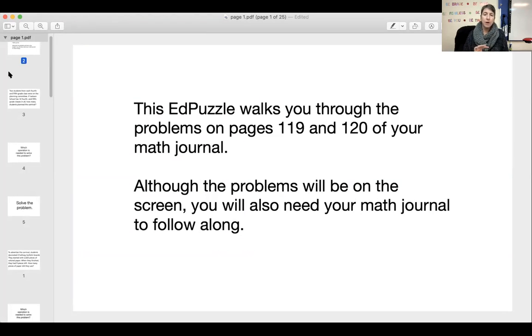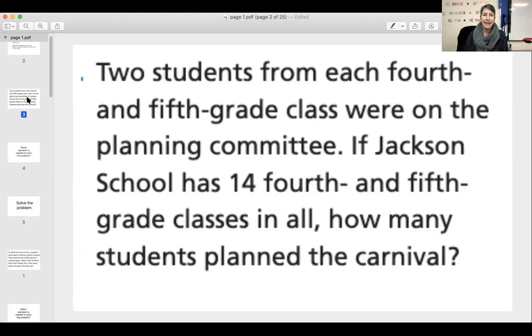All of these problems are about a 4th and 5th grade class at Jackson Elementary School, and they're holding a Just for Fun winter carnival. All of the students in the school were invited. So to begin, 2 students from each 4th and 5th grade class were on the planning committee. If Jackson School has 14 4th and 5th grade classes in all, how many students planned the carnival?